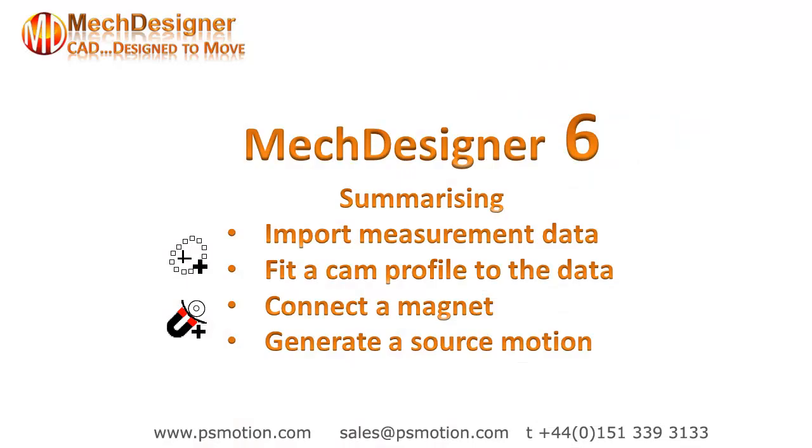To summarize, we have shown you how to import measured cam data and attach it to a part using the point cloud element, use the data fitting functionality to create a best fit cam using a harmonic series, connect a magnet joint to follow the fitted cam, and then use the kinematic properties of the magnet joint to generate a source motion that you can then use to make your new cam.